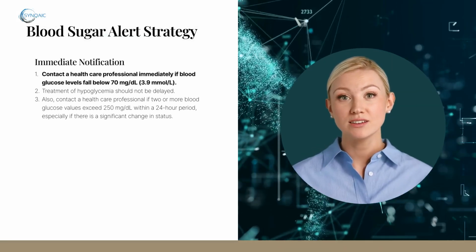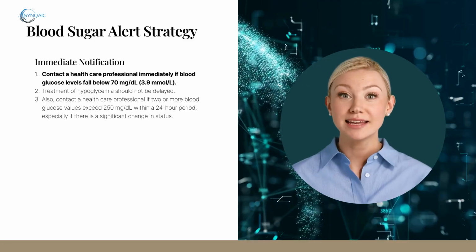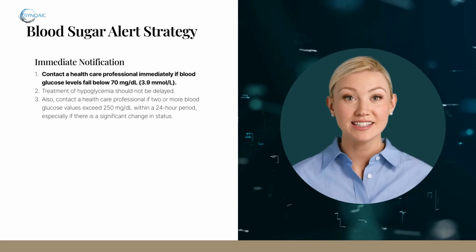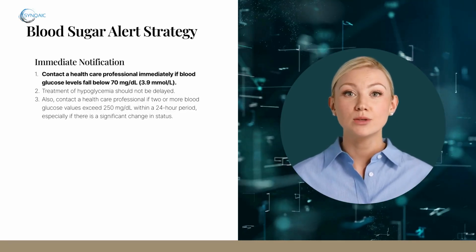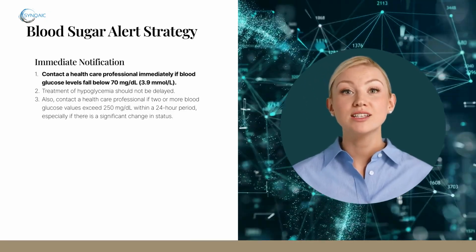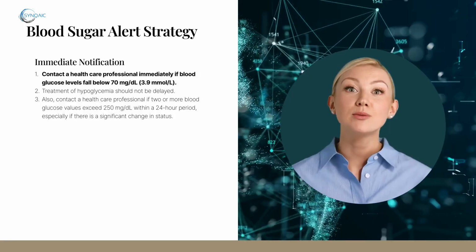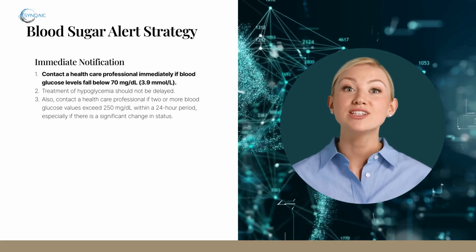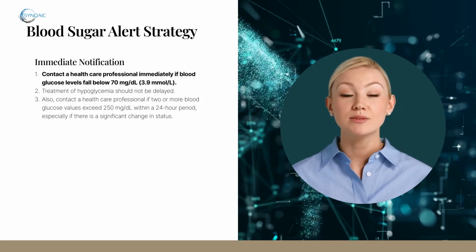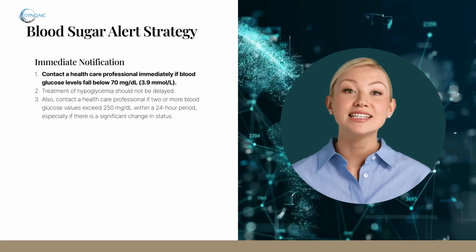Immediate notification. Contact a healthcare professional immediately. If blood glucose levels fall below 70 milligram per deciliter, 3.9 millimole per liter, treatment of hypoglycemia should not be delayed. Also, contact a healthcare professional if 2 or more blood glucose values exceed 250 milligram per deciliter within a 24-hour period, especially if there is a significant change in status.